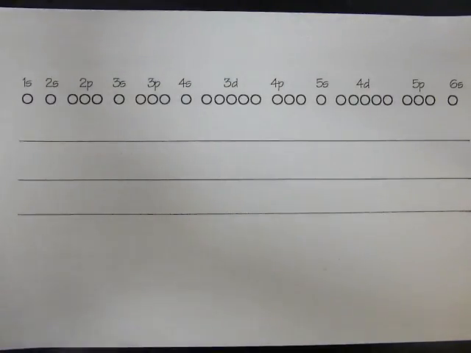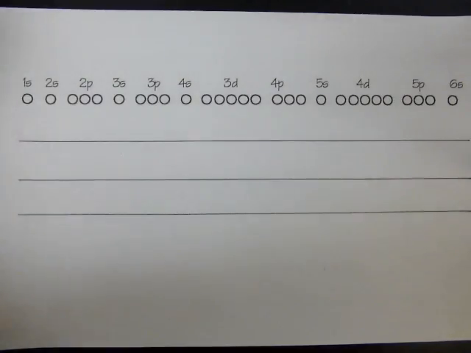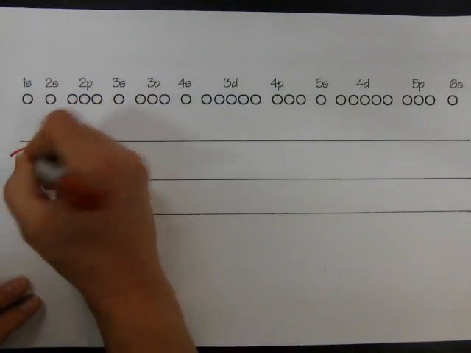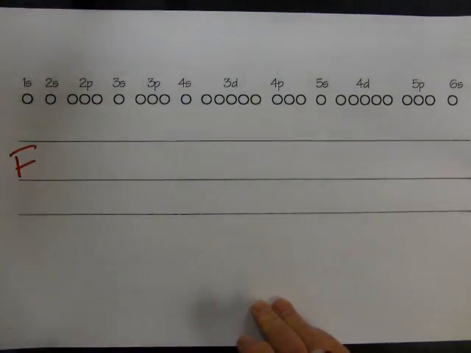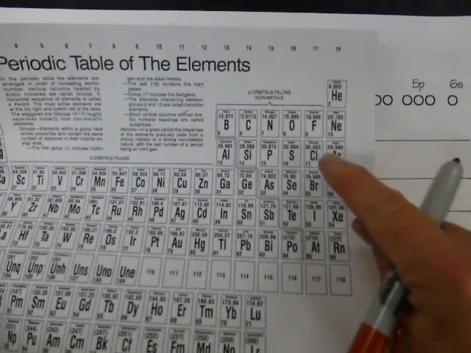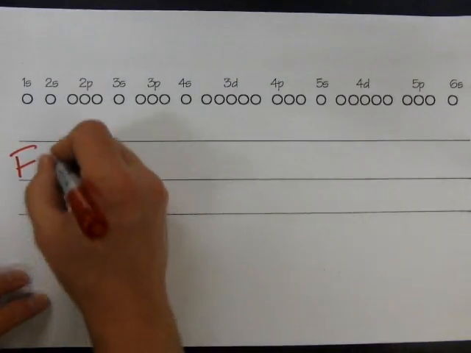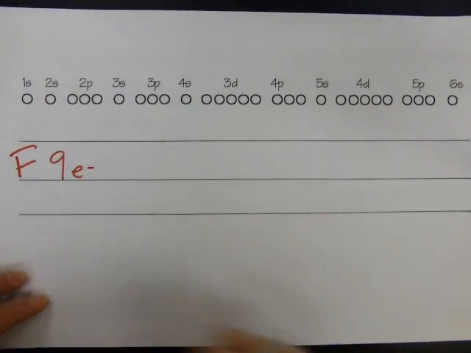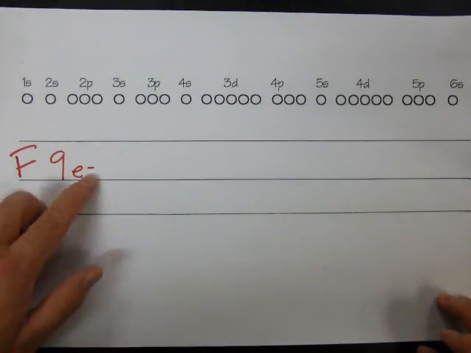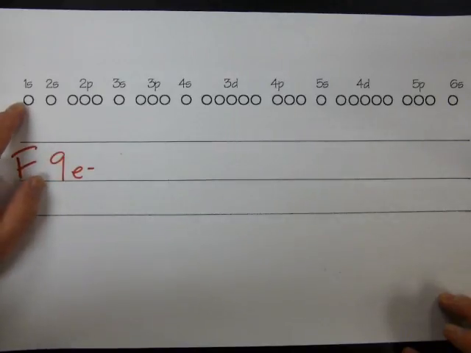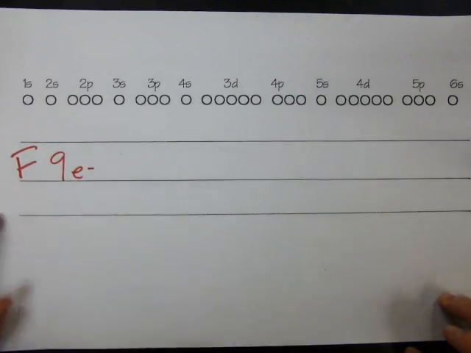The first example is for the element fluorine. So I'll do fluorine first, and you can write down how I do this along with me. Fluorine. I'm going to find fluorine on the periodic table. Fluorine has an atomic number of 9. So that means it has 9 electrons. I'll use the letter E for electron and the negative sign for its charge. 9 electrons. Those electrons are arranged in orbitals by increasing energy. Each orbital can hold as many as 2 electrons.